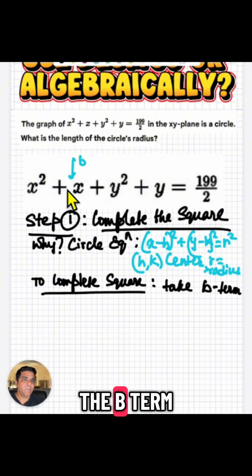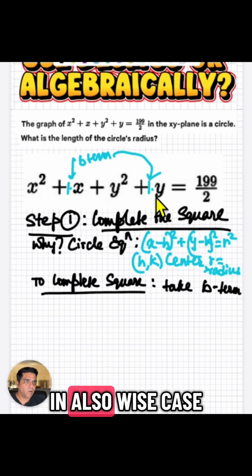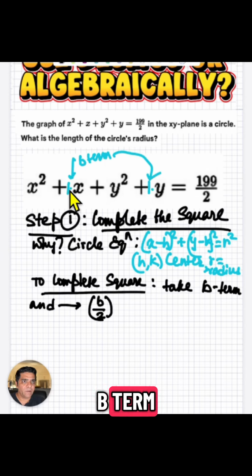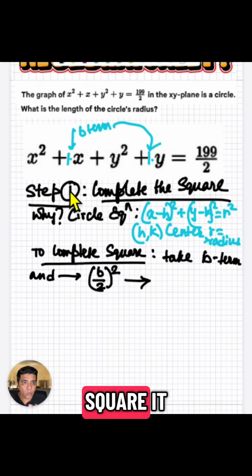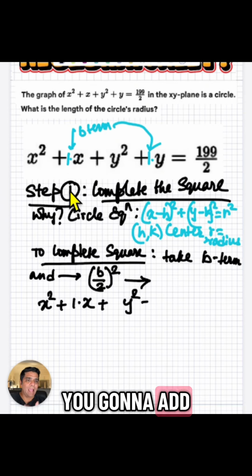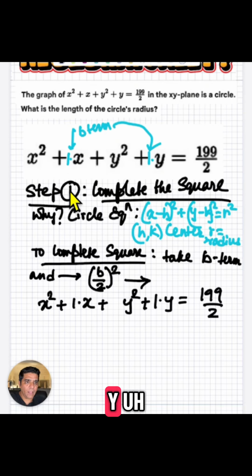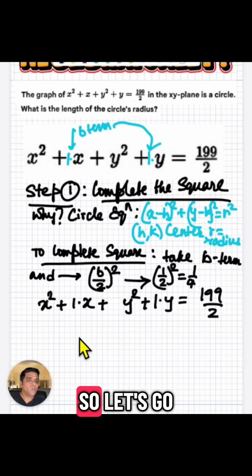b. Take the b term, which is 1 in this case, and 1 also in y's case, take separately the b term, divide that by 2, and whole square it. And that number you receive, you're going to add and subtract to each of the x and the y pairs of terms. So let's go ahead and do that.